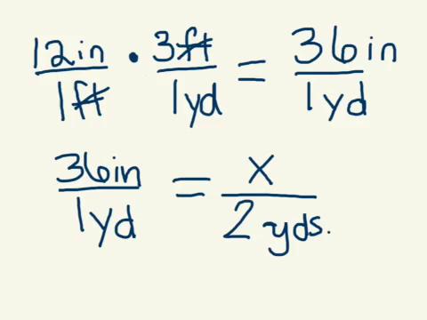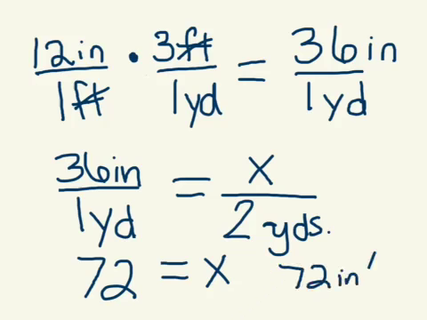Let's go ahead and cross-multiply these 2 numbers, since that's how we can solve a proportion. 2 times 36 is 72. And when I take 1 times x, I get 1x. In pre-algebra, we're just going to be using an x. So now I know that there are 72 inches per 2 yards.